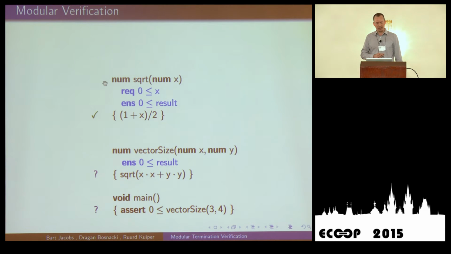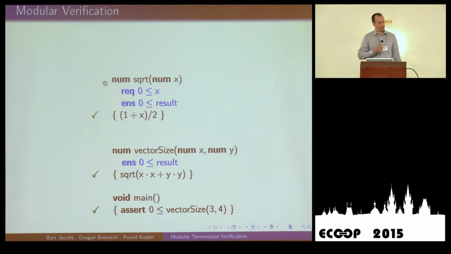Now let's verify method vector size. It calls square root, and we're going to look only at the specification of square root. Since we're calling it with the sum of two squares, we know it's a non-negative number, so the precondition of square root is satisfied. Therefore, we can assume that the postcondition holds, and therefore we know that the postcondition of vector size holds as well. So that's fine too. And finally, since the postcondition of vector size says that it returns a non-negative result, we know that the assertion in the main method also succeeds. So this program is now verified.